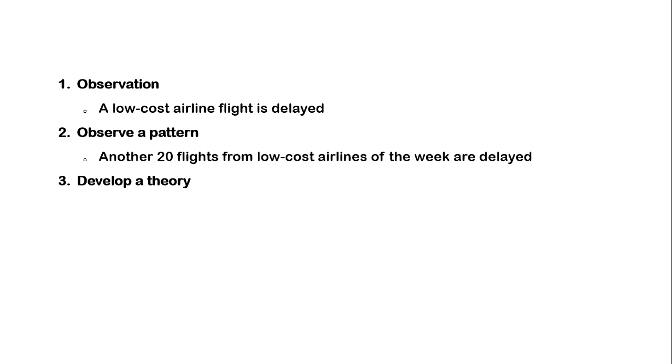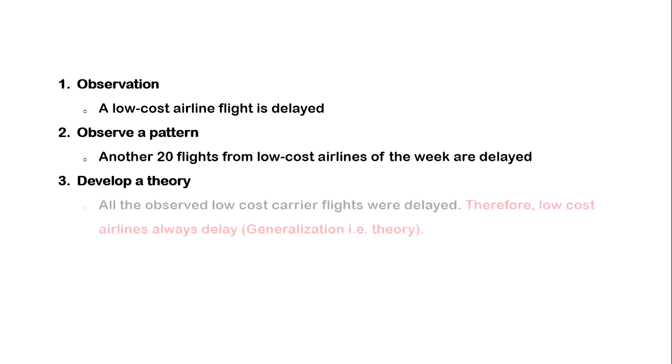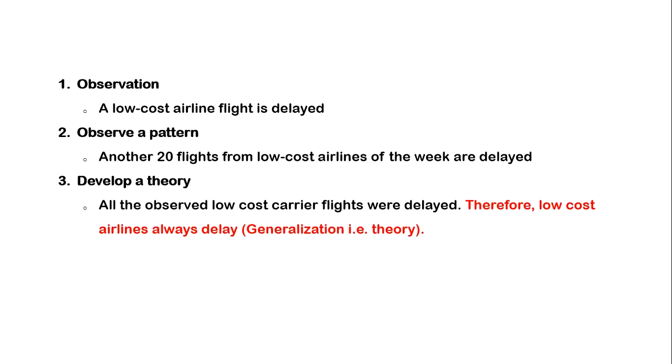Then he approaches to observe a pattern, where he saw that another 20 flights from low-cost airlines of the week are delayed. So from this pattern, he developed a theory. All the observed low-cost carrier flights were delayed. Therefore, low-cost airlines always delay. So he has built up a theory.